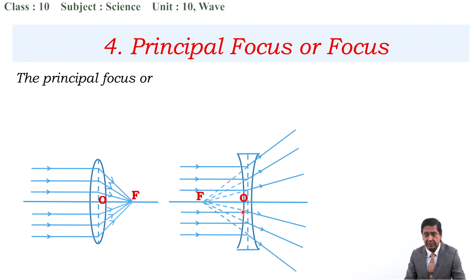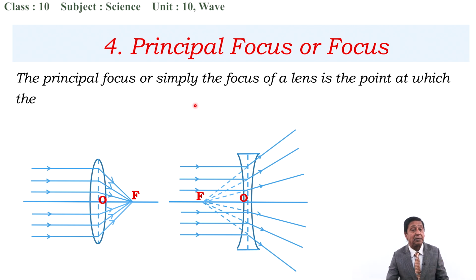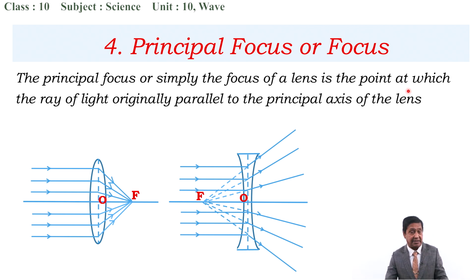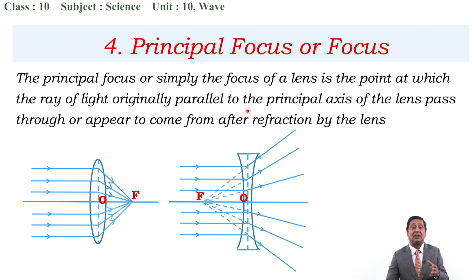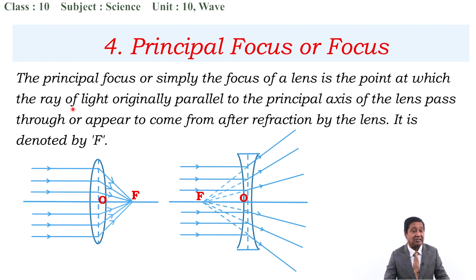Now, how to define focus? The principal focus or simply the focus of a lens is the point through which rays of light originally parallel to the principal axis of the lens pass after refraction. Here, in the case of convex lens, they pass through it; in the case of concave lens, all these rays of light appear to come from this point after refraction by the lens. These points are called focus and it is denoted by capital F.